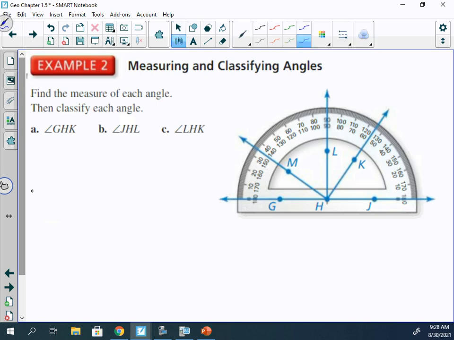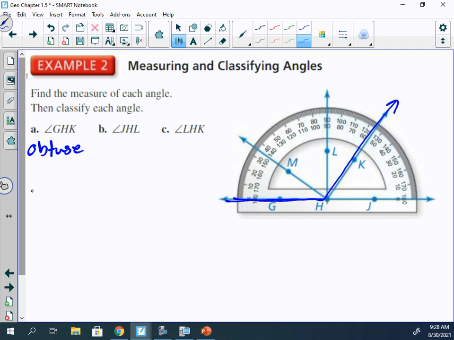So we want to find the measure of each angle and then classify it as acute, right, obtuse, or a straight line. So looking at letter A, G, H, K. So we have G, H, and K. It would be obtuse. Now we need to find this actual angle measure.